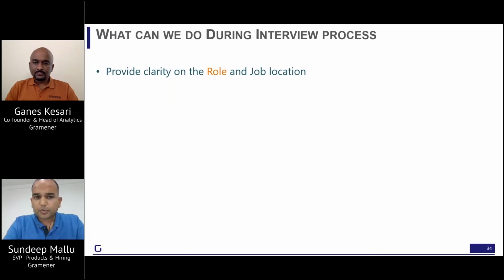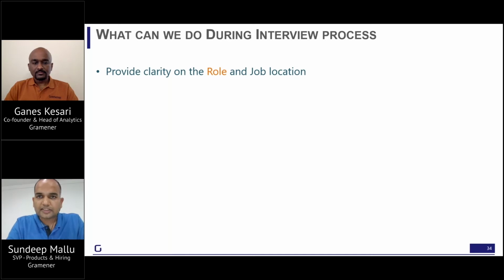That brings us to what we can do during the interview process. As an enterprise, as a business that is trying to attract data science talent, in addition to checking off all the check boxes that we talked about in the earlier slide, providing clarity on the role and the job location is very critical. This is where you are making an impression on the prospect at an organization level.